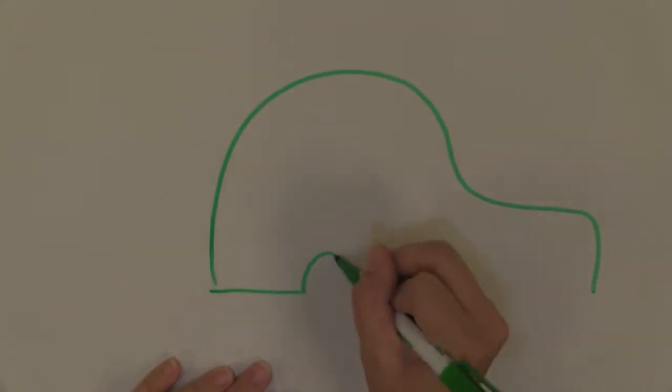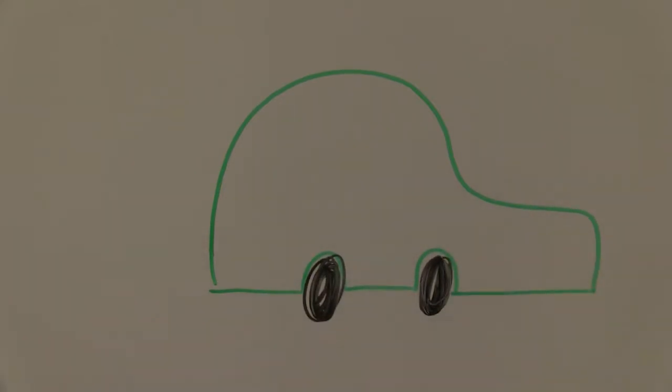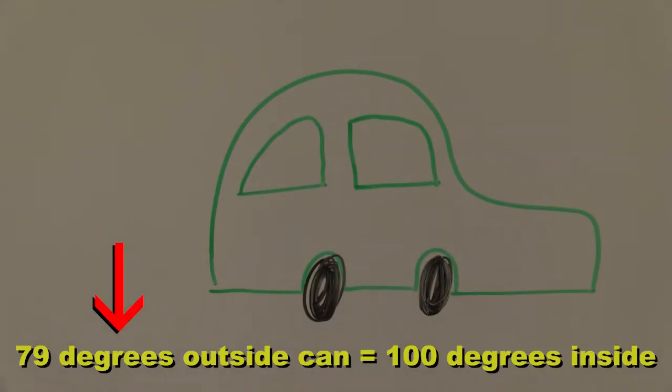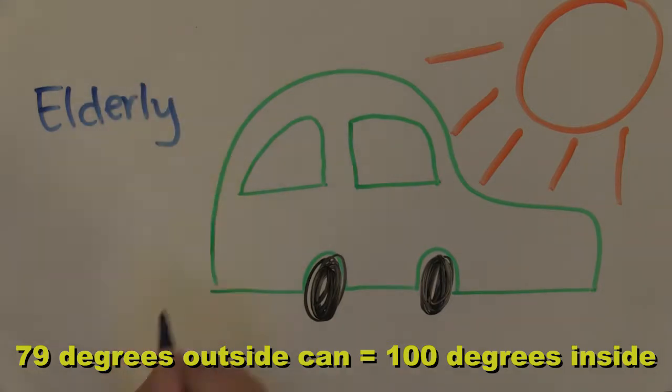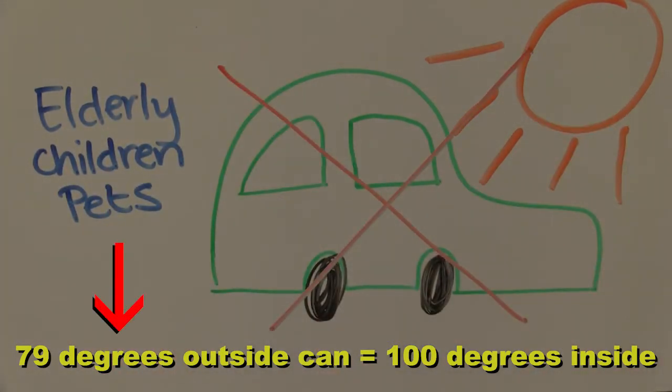Never leave a pet or a person, especially those who are young or old, alone inside a vehicle on a warm day. An outside temperature of just 79 degrees can turn to a deadly 100 degrees inside your car in only 10 minutes, even with the windows rolled down.